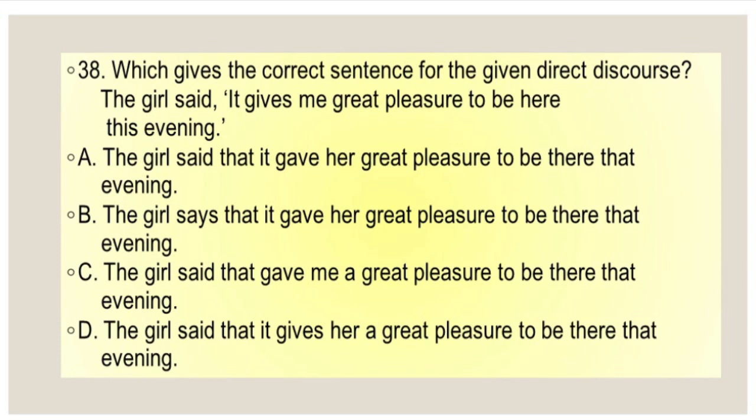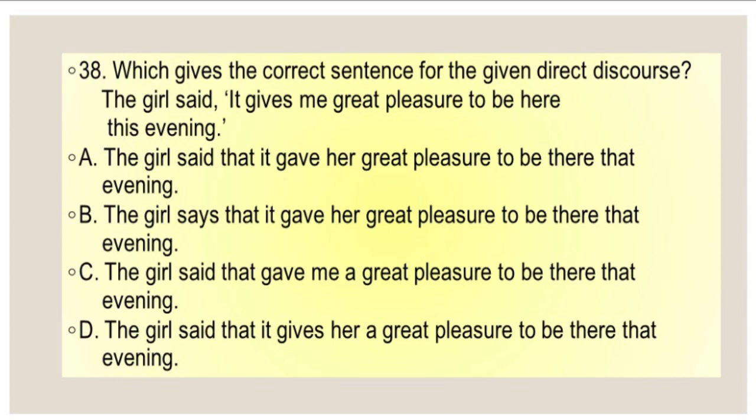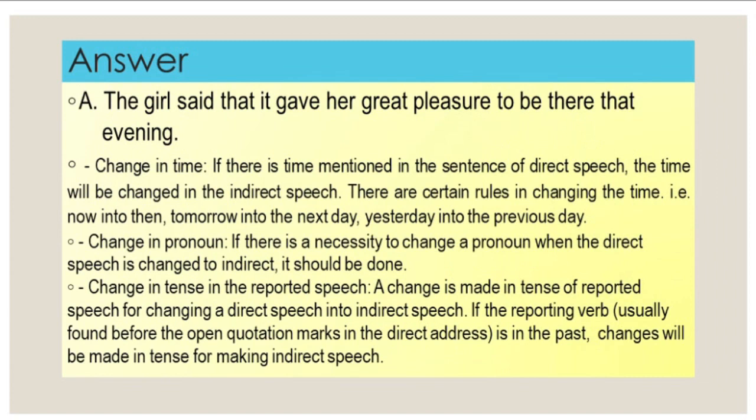In letter A, gives is changed to gave. Okay, hold option A. In letter B, the verb said is changed to says. This is not right. We should retain the tense of the reporting verb. So immediately remove option B. Look at option C. It seems that there is a word lacking there. And then me is not changed to her. Do not consider C. Remove it. In D, the verb is not changed. It is still gives. Remove. Our answer here is option A.